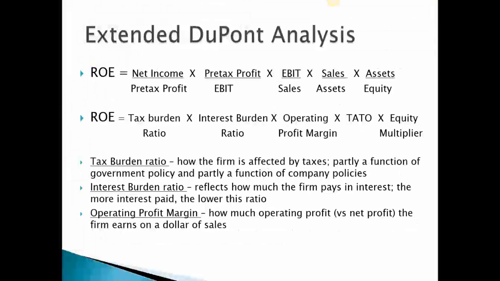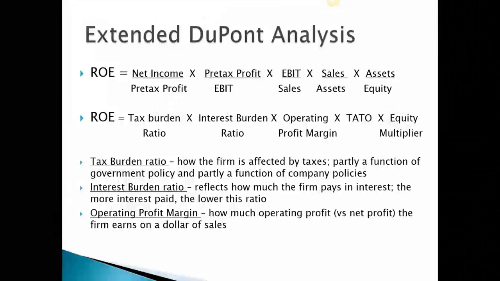There's an extended DuPont analysis where we decompose it a little bit differently, a little bit more. And so now we have 5 different pieces that we're looking at. The first being net income over pre-tax profit. This is called the tax burden ratio. If we multiply that times pre-tax profit over EBIT, that's also called the interest burden ratio. And then we multiply that by the operating profit margin, the total asset turnover, and the equity multiplier as before. We get, again, the return on equity. And we just have these 3 new little pieces here, these 3 new ratios.